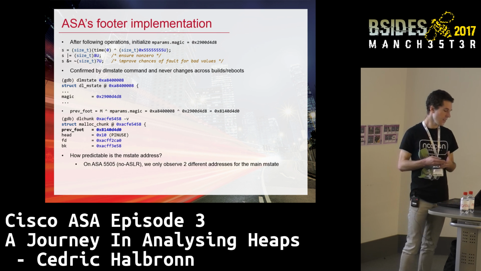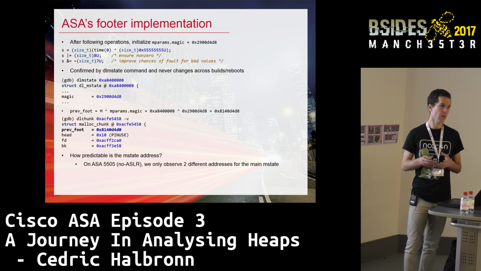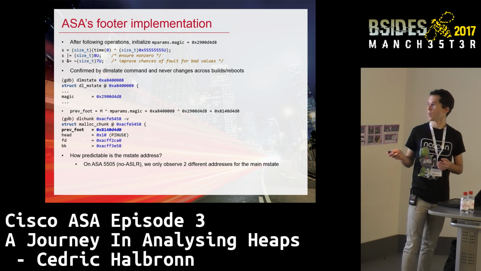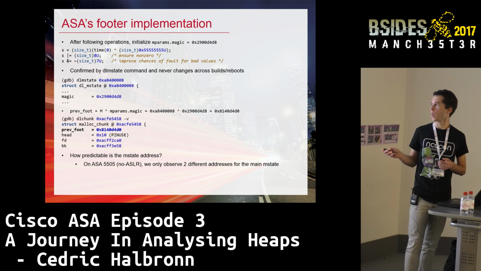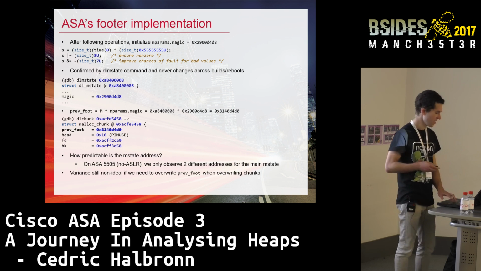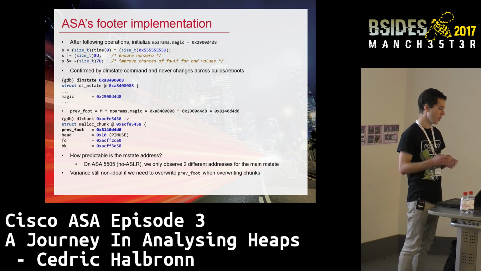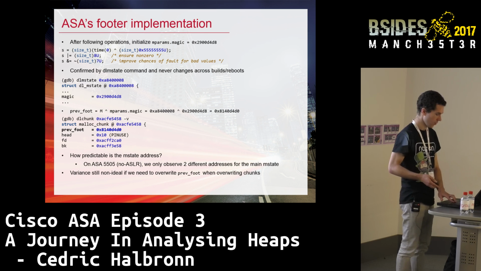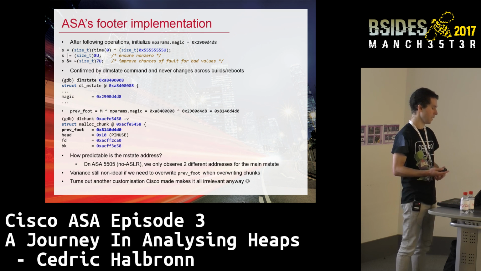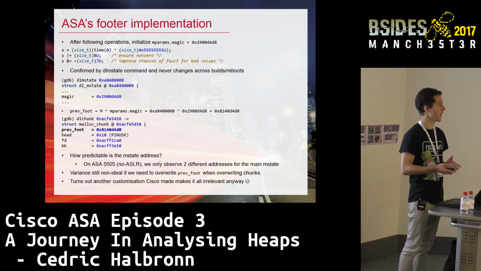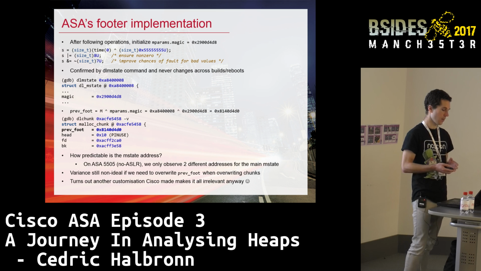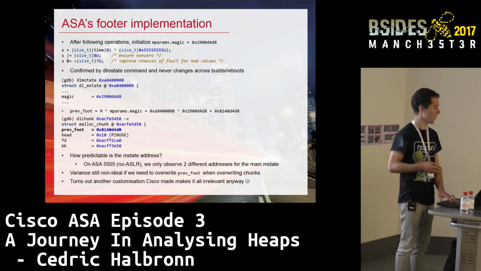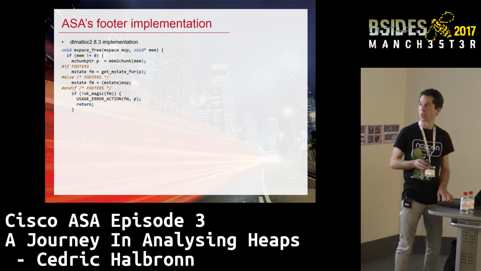Well, on an ASA 5505, where there is no ASLR, we only observe 2 different addresses for the main M state. So it meaning we have 2 different addresses and we have 2 different values, right? But it's still non-ideal from an exploitation point of view, because we still need to override this prefoot field, and if we don't know it in advance, it's really hard. Well, it turns out there is another customization Cisco made, which actually makes it all irrelevant anyway. So what did they do?